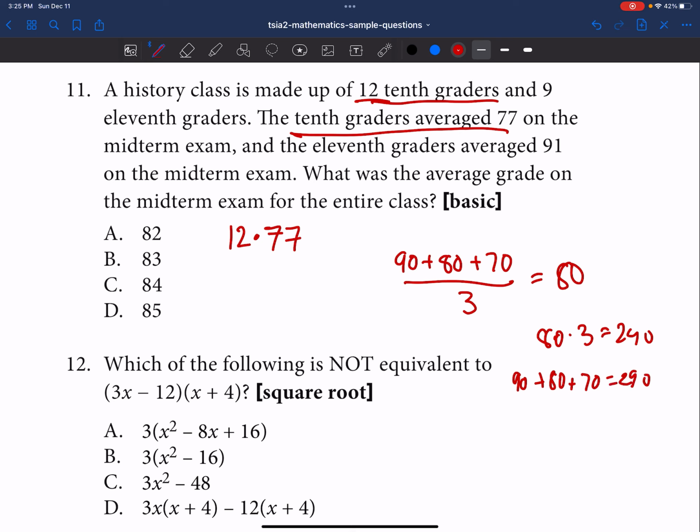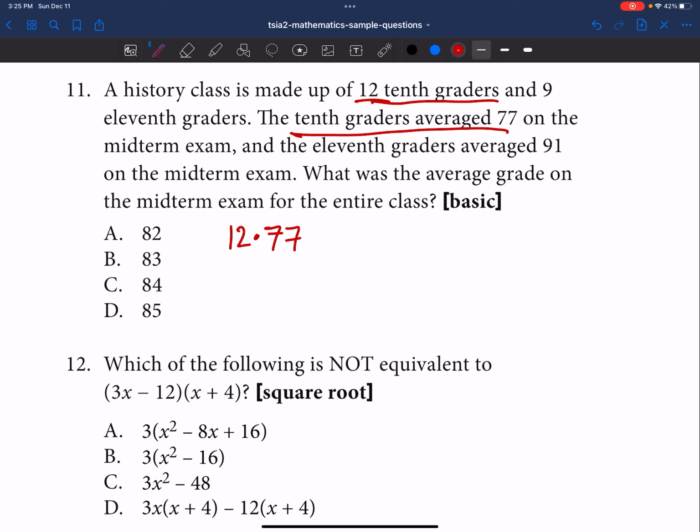So see, it doesn't mean all 12 10th graders made a 77, but it does mean that the sum of those 12 10th graders' scores adds up to 12 times 77. Okay? All right. Hopefully that makes sense. It's a little bit more complicated conceptually, but not very complicated mathematically. Okay, 9 11th graders, and we use the same idea that the 11th graders averaged 91. So we do plus 9 times 91.